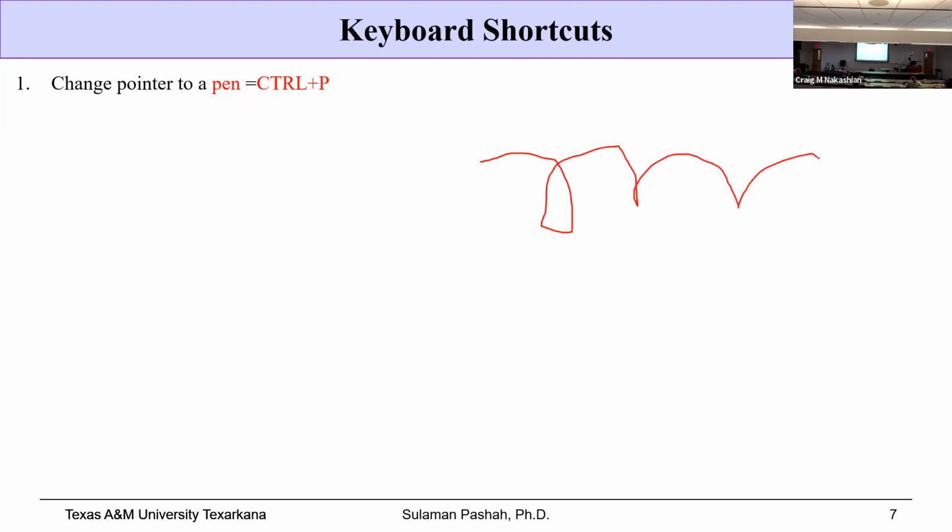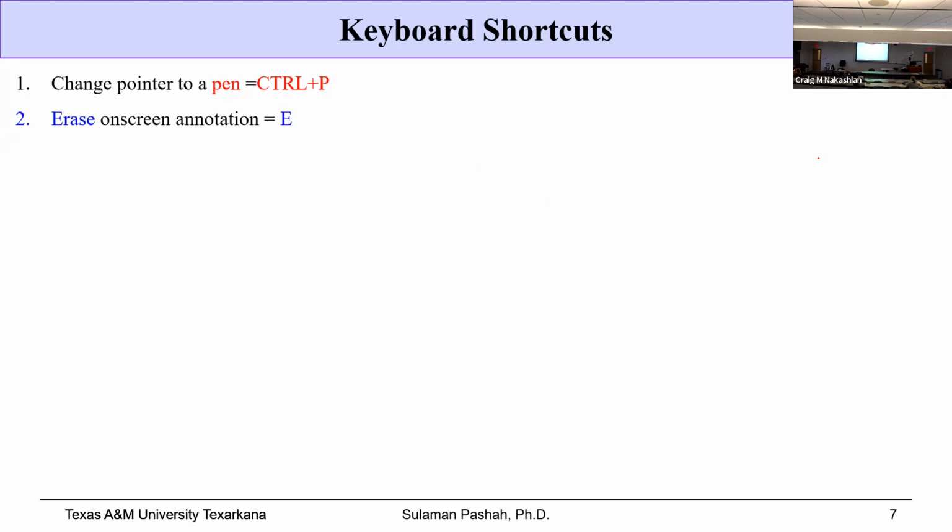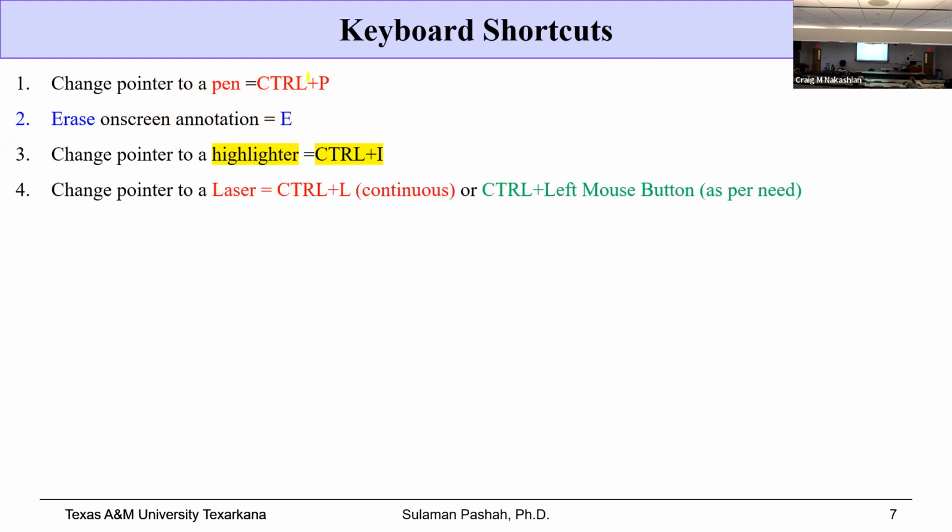can use your pointer as a pen. And naturally, I should be able to erase it. So in order to erase it, you just press E, and it will go away. If you want to use it as a highlighter, it is Control I. So if now my pointer is a highlighter, I can highlight. And if I want to erase, again, I will use E.